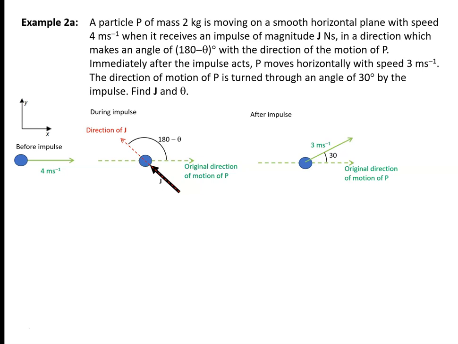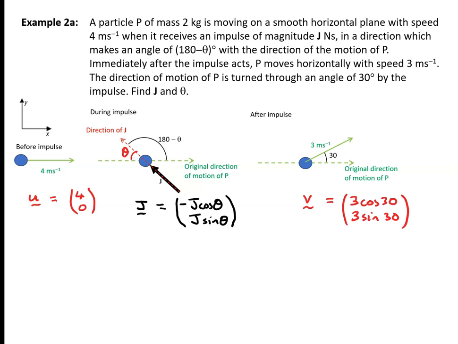So we can find the initial momentum and the final momentum of the particle, and we can now use the fact that impulse must equal change in momentum. So initial velocity is (4, 0). The impulse as a vector is (minus J cos theta, J sin theta). The final velocity is (3 cos 30, 3 sin 30).